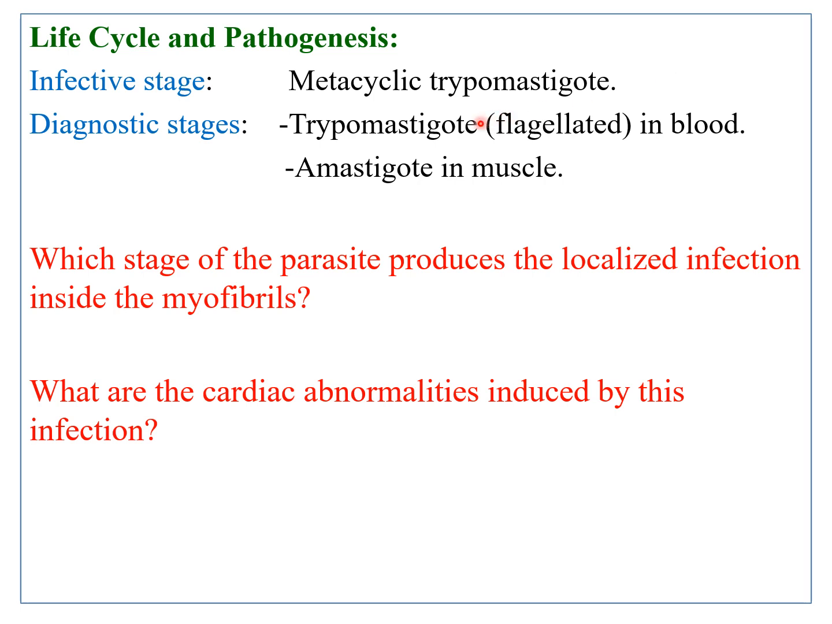trypomastigote, which is the flagellated form, which is present in the blood. Now, mastigote means flagella. The third form is called the amastigote, which means it doesn't have a flagella, and this form is found in the tissues. So if we collected a blood specimen from the patient, we will find the trypomastigote stage. If we collected a biopsy, then we will find the amastigote stage, while the metacyclic trypomastigote is found only in the feces of the triatoma bug.